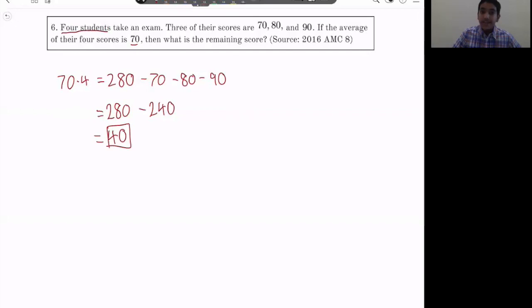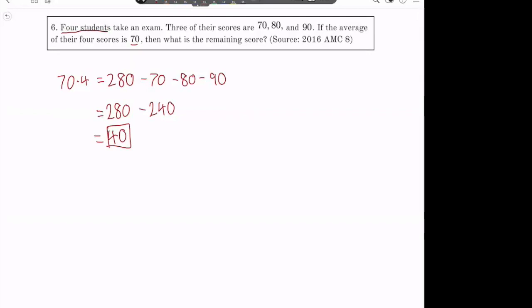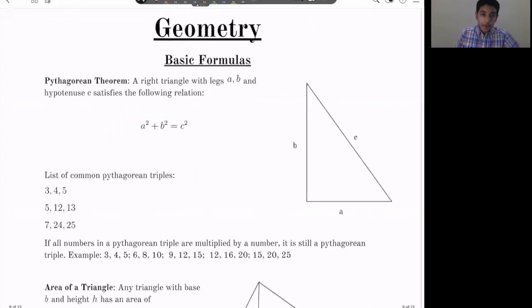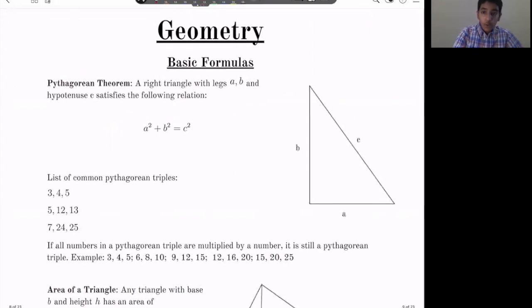Are there any questions on any of the homework problems before I move on? No questions, so we'll move on to today's topic, which is going to be geometry. We'll start off with some basic formulas.